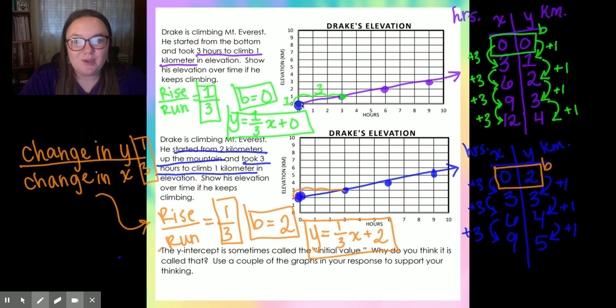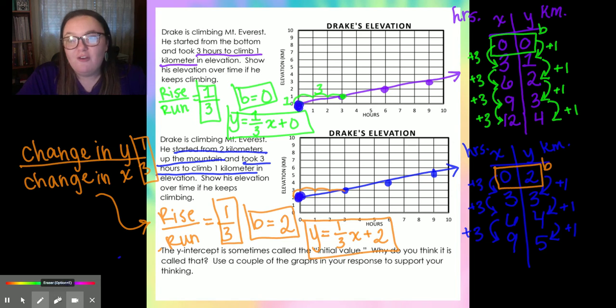I would say that at this point, that's where we began, right? And initial means the beginning, right? We like to say B is the beginning. Well, B is the initial. That's where we start. In this problem, we started at 0. In this problem, we started at 2. That's why it's our initial point.